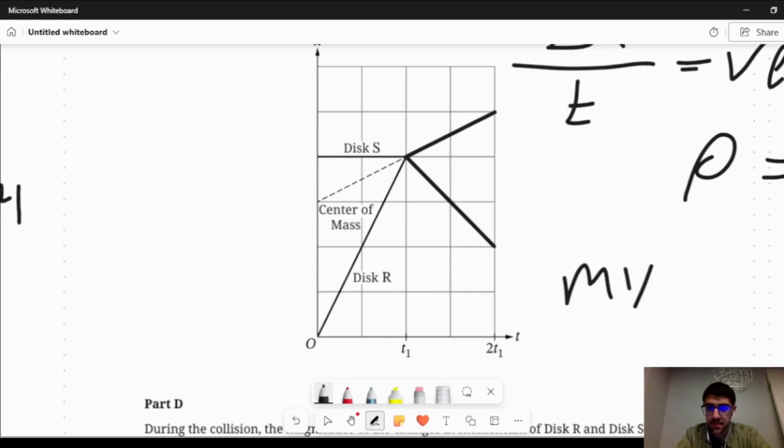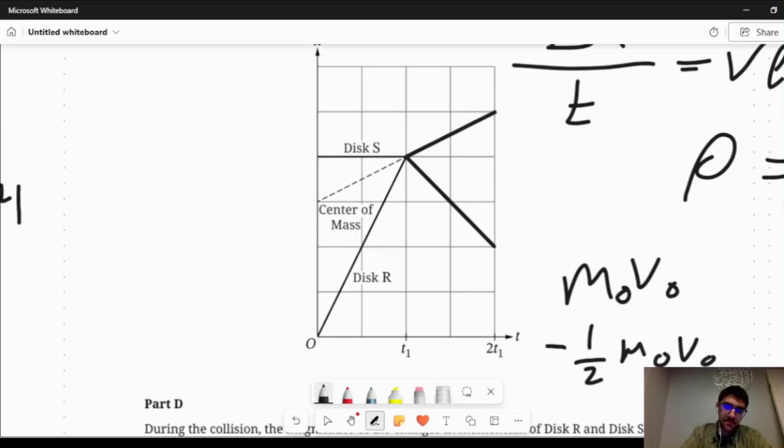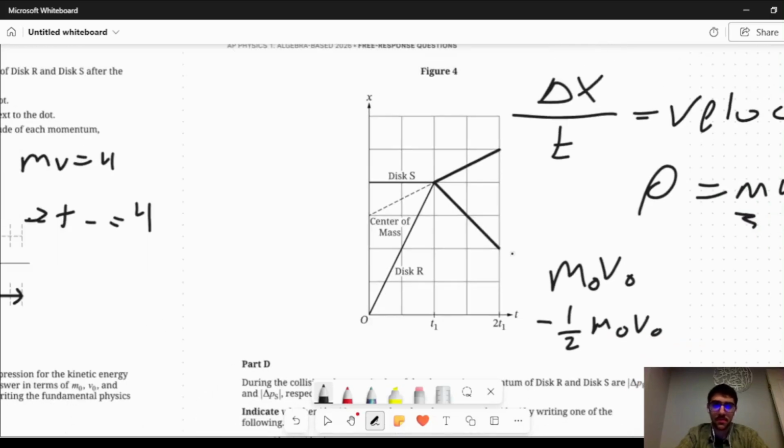mv0, which I said is directly proportional to the slope, so it doesn't matter, we can use mv0, and then after it was negative 1 over 2 mv0. So it has to be downwards, and it's half the magnitude. The slope is half the magnitude, so the change in y over change in x is going to be half, so we went from 4 over 2, which is 2, to 1 over 1, which is 1.